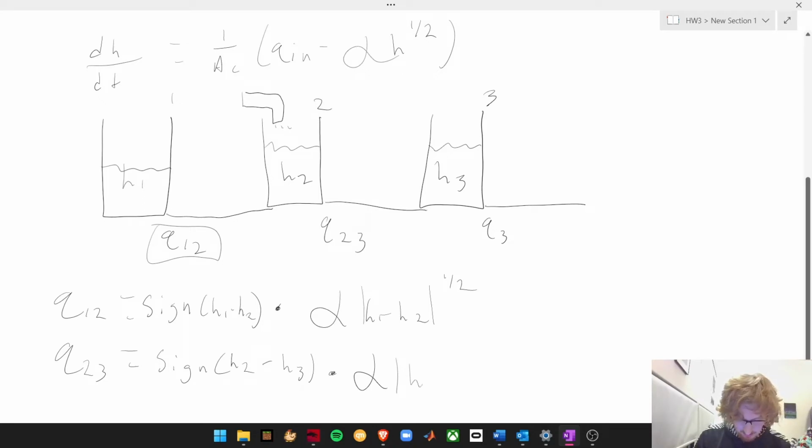Times the absolute value of the difference in heights again, H2 minus H3, to the 1/2. Now, the outflow for tank 3 is going to be a little bit different because we're not worried about the difference in heights between the tanks. It's just going to be dependent upon the height of the tank. So it'll be much simpler, actually. We don't need to worry about the sign because it's impossible to have a negative height of the tank. So instead, we're just going to have some sort of proportionality constant.